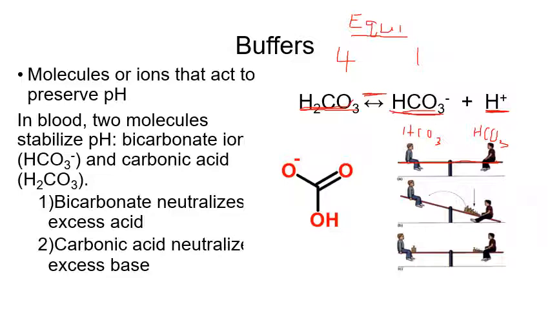We want to keep the level of this within a certain range because that keeps our pH within a certain range. Drastic changes of this, either lower or higher, change our pH, and we need to keep that pH in that homeostatic range.